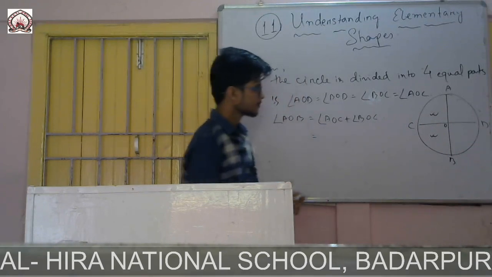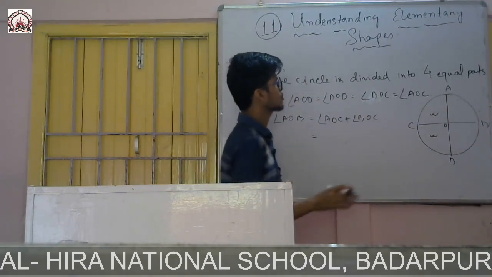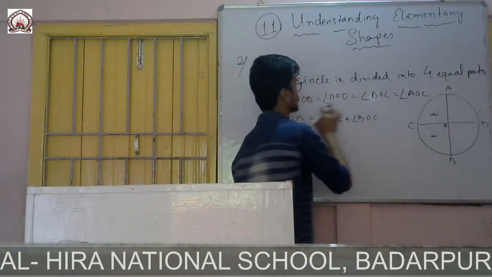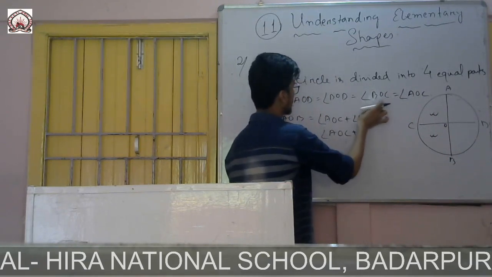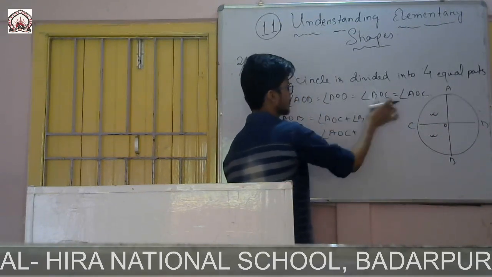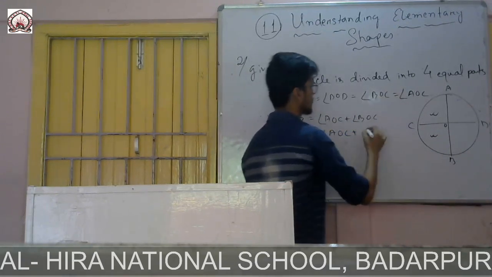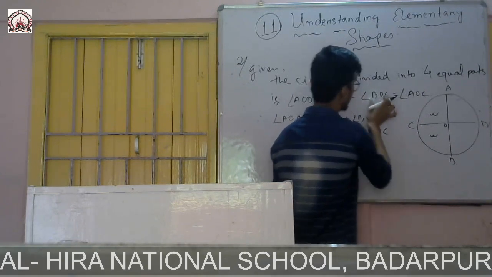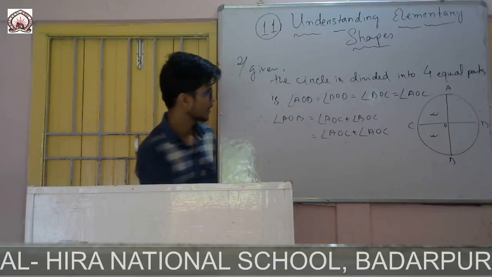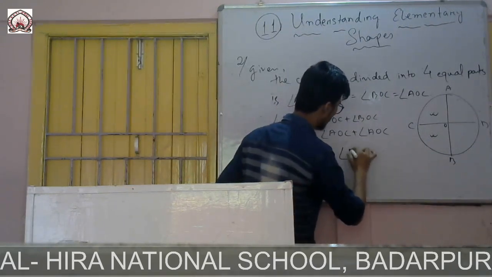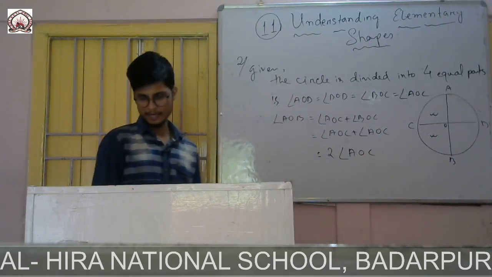Since AOC and BOC, these two angles are the same, it is given here that all of them are the same. That means in place of BOC, I can write AOC. All of them are the same to one another. One angle is the same as another angle. That means in place of BOC, I can write AOC. Both of them are the same, which is equal to twice angle AOC. AOC plus AOC is equal to twice angle AOC.